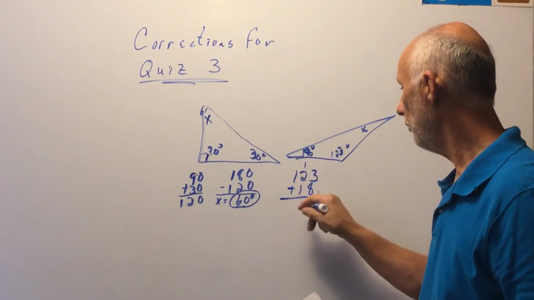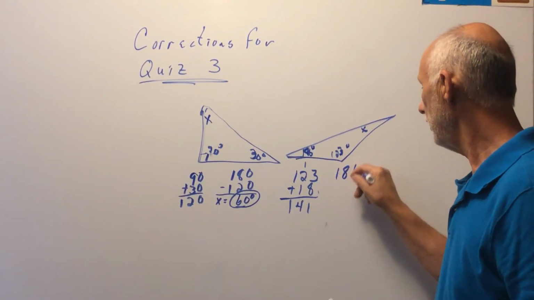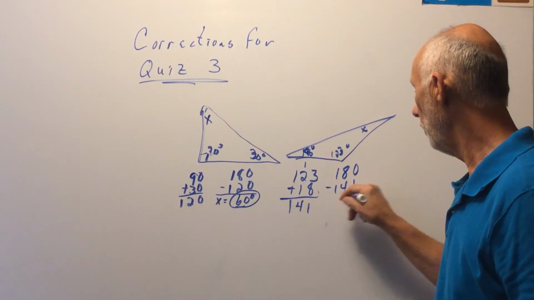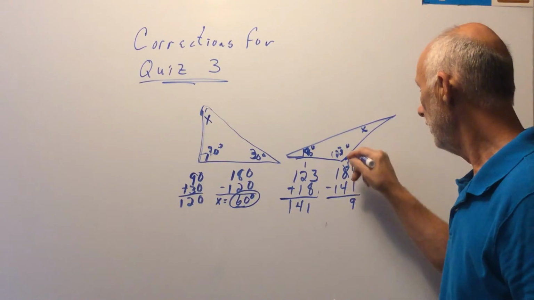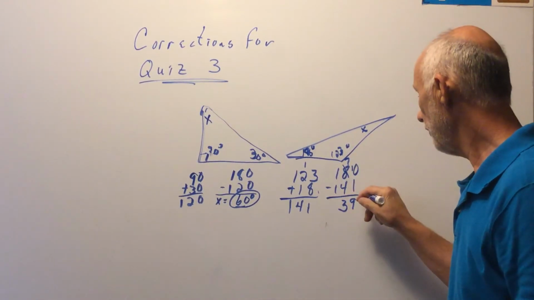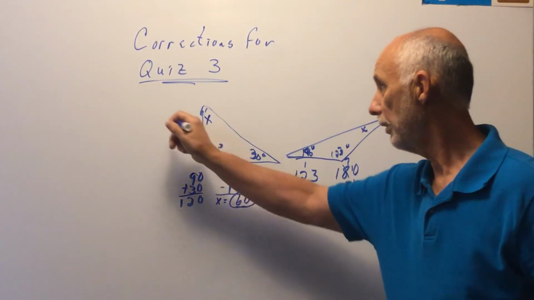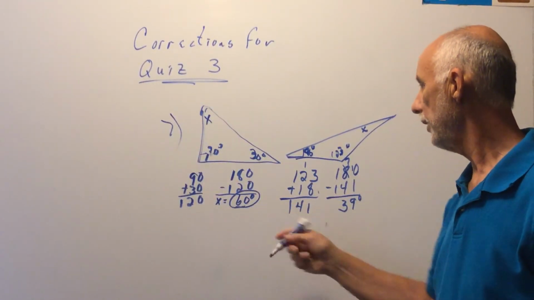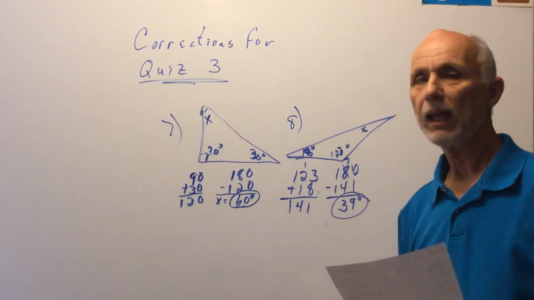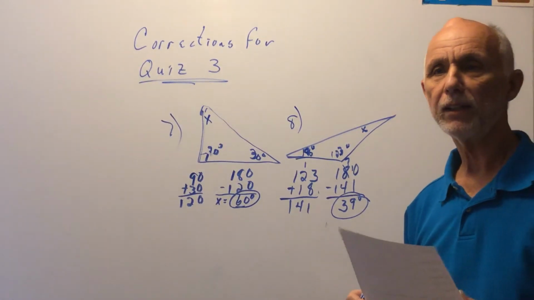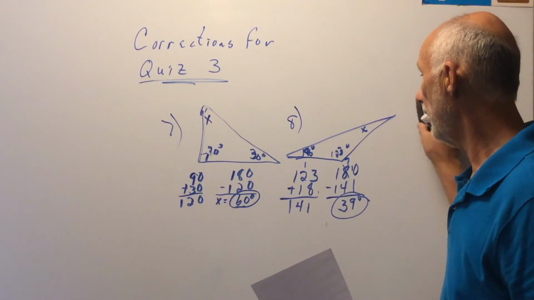123 plus 18 adds up to be 11, carry your 1, 4, 141, and then take the total, 180 minus 141. Borrow from the 8 and make it a 7. 10 minus 1 is 9. 7 minus 4 is 3. And your answer was 39 degrees. So this was the answer to number 7, 60 degrees. And this was the answer to number 8, 39 degrees. And again, when you know 2 angles of a triangle, you find the third angle by adding the 2 angles you know and then subtracting from 180.